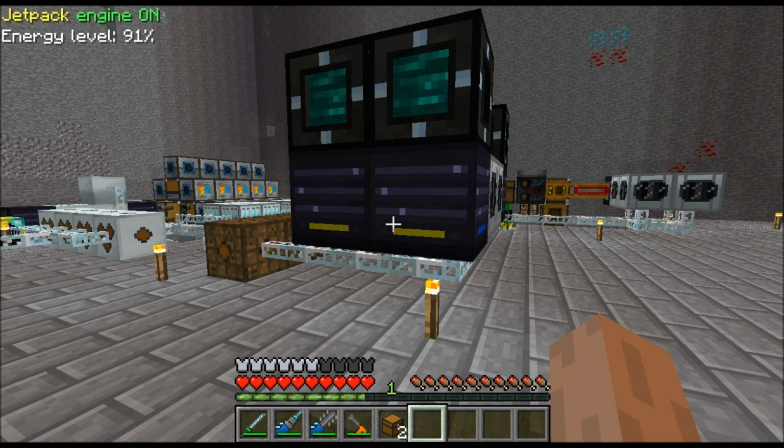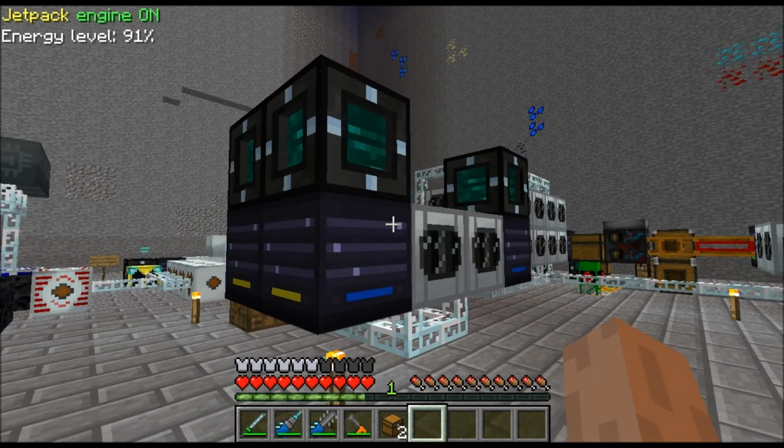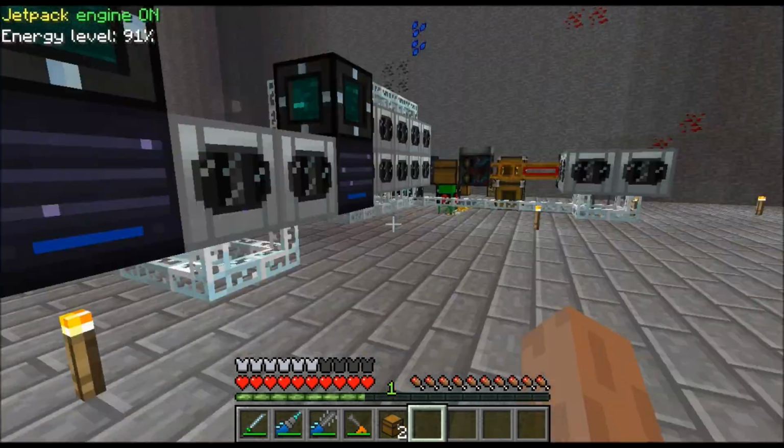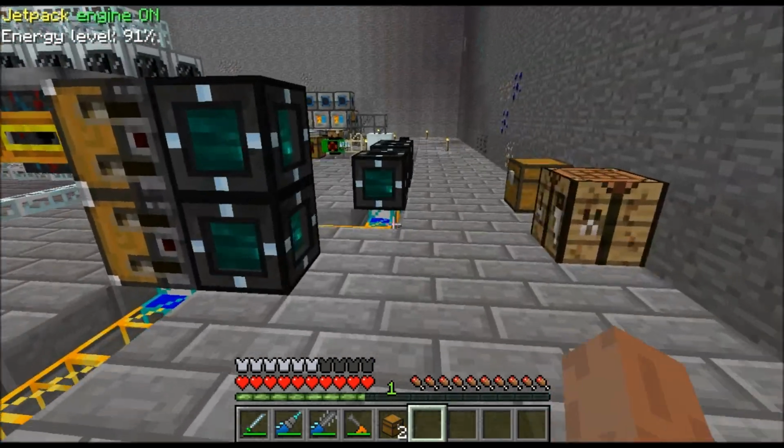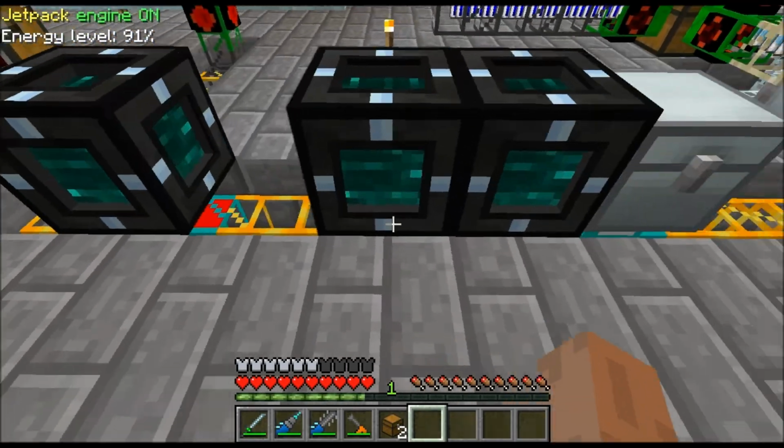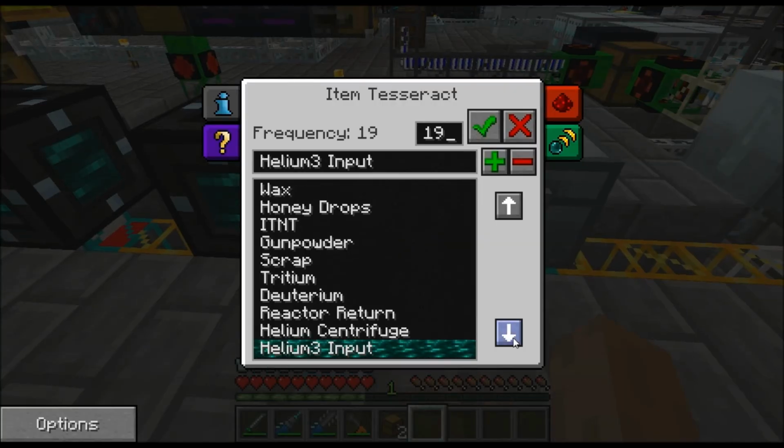So what I needed to do was come up with a priority system so that any helium-3 that's in the system will always have priority over tritium. But if there isn't any helium-3 in the system, then it will default back to its secondary fuel, which is tritium. And so over here, the helium-3 gets sent back to the reactor return, which then goes through and gets sorted into this tesseract. And this guy right here is the helium-3 input.